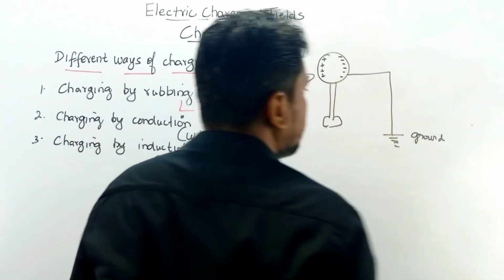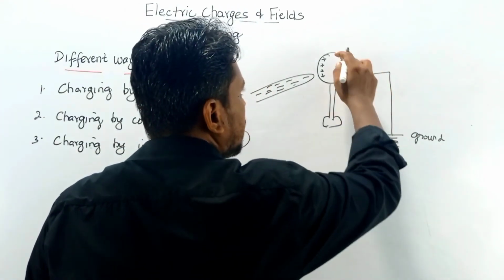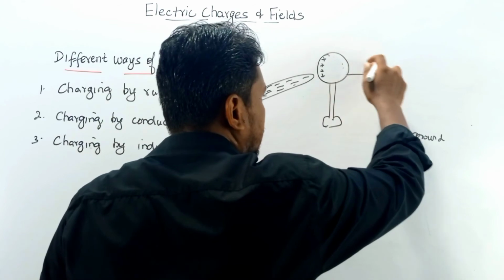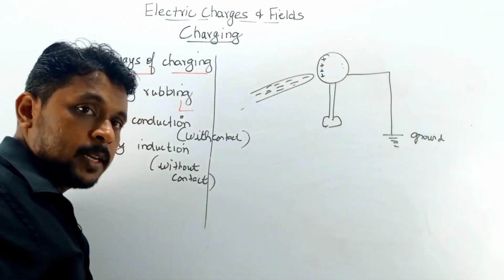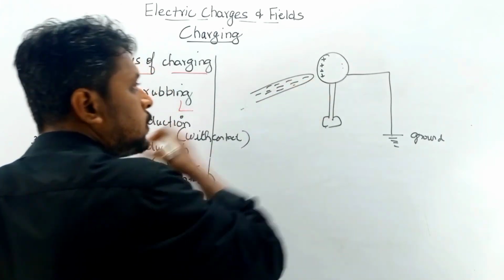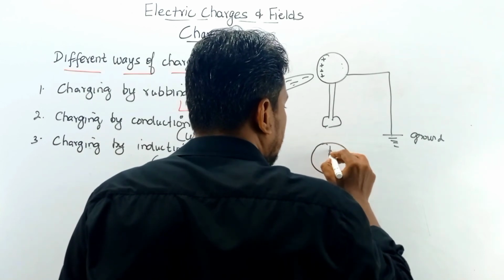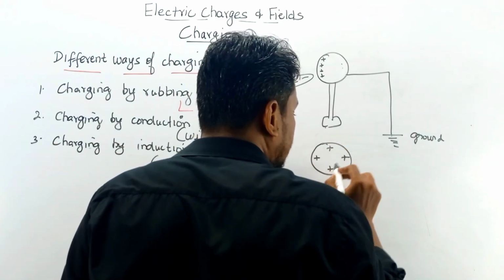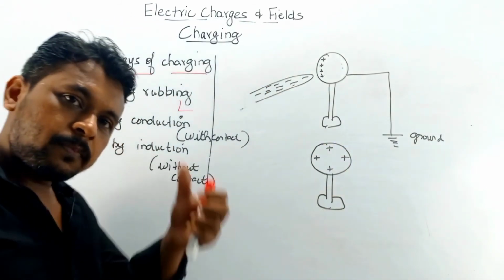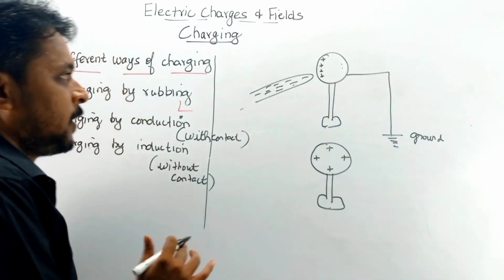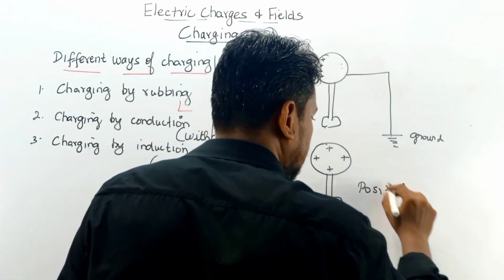So here also we are connecting this to the ground. Now what happens here? As it is a metal, these electrons due to force of repulsion will be pushed towards the ground. So what is remaining here? We have only positive charges, and now when you remove this rod away from it, now what happens? This gets uniformly distributed and this sphere becomes positively charged. Okay, so this becomes positively charged.